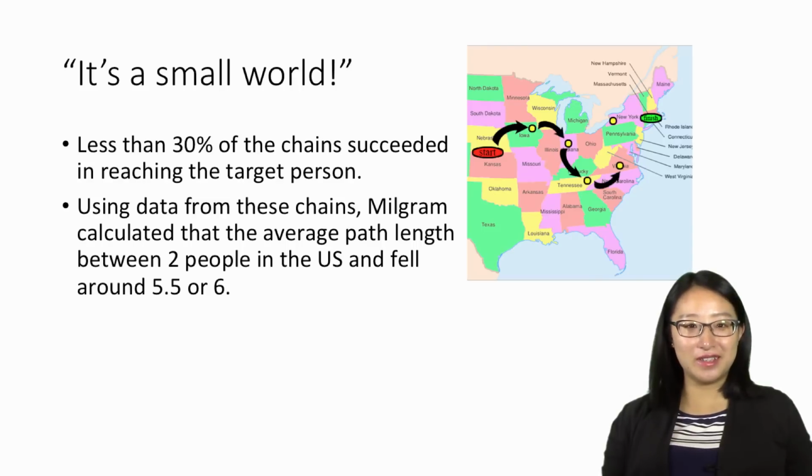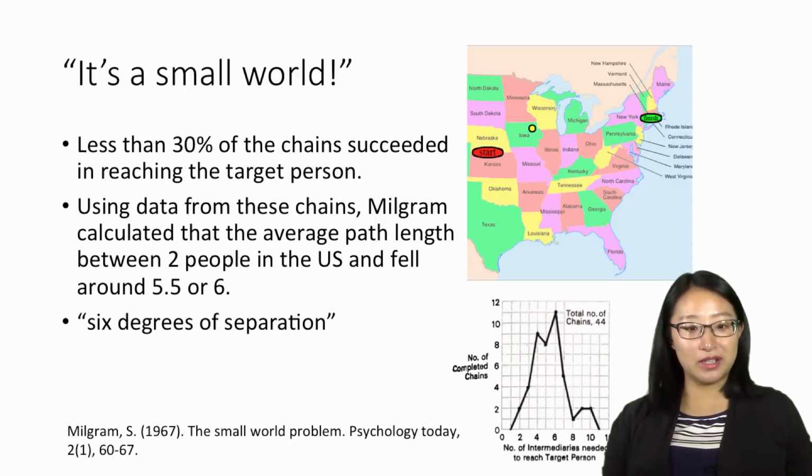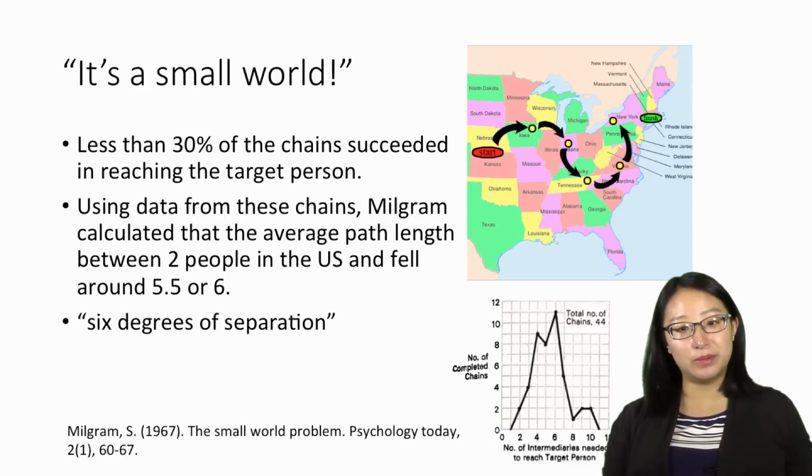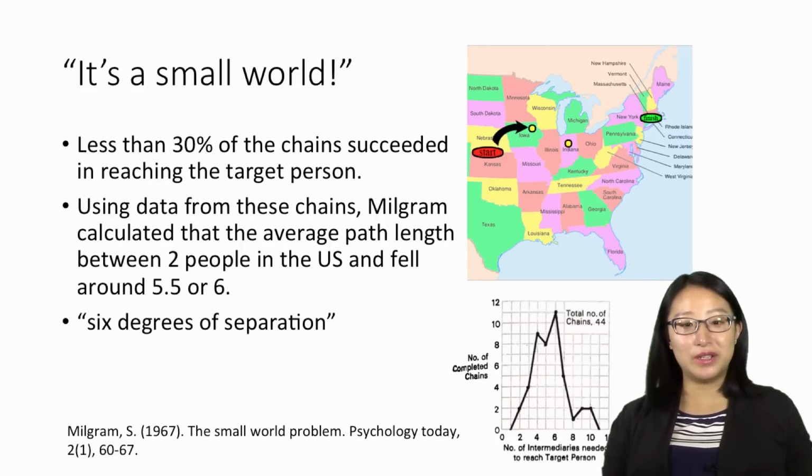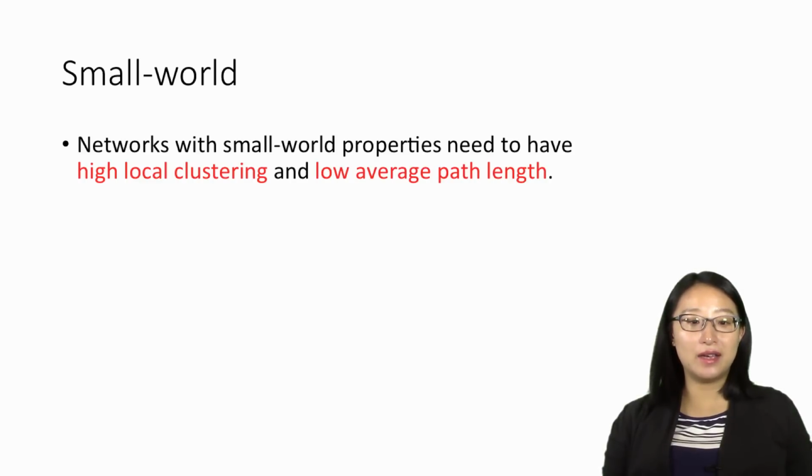Using data from these chains, Milgram calculated the average path length between two people in the US, and he found that the number fell around 5.5 or 6. The famous phrase "six degrees of separation" thus comes from this study. Since then, a number of network models have been proposed to study the problem analytically. Today, we know that networks with small world properties need to have high local clustering and low average path length.